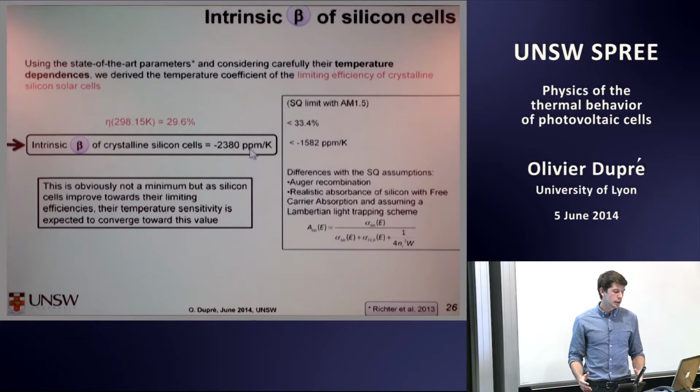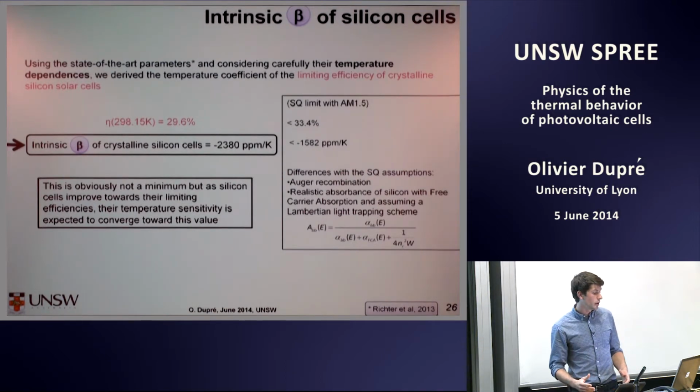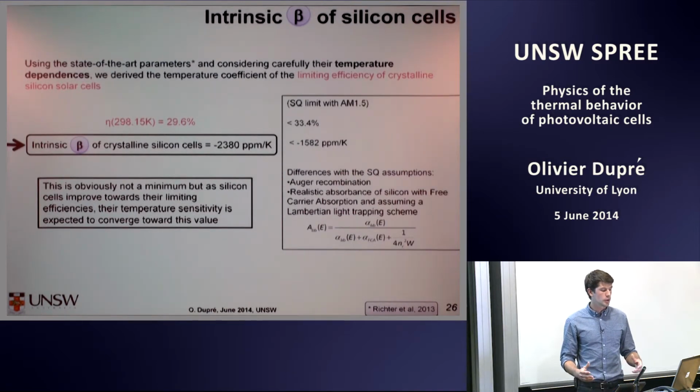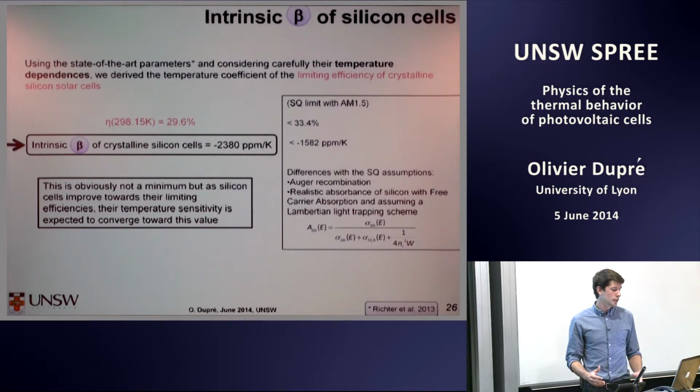Of course, it's not a minimum because of the other effects we have talked about previously. For example, the contact losses could have temperature dependencies, could get better when temperature increases, and lead to a lower temperature coefficient than that. But as silicon cells improve toward their limiting efficiency, their temperature sensitivity is expected to converge towards this value.